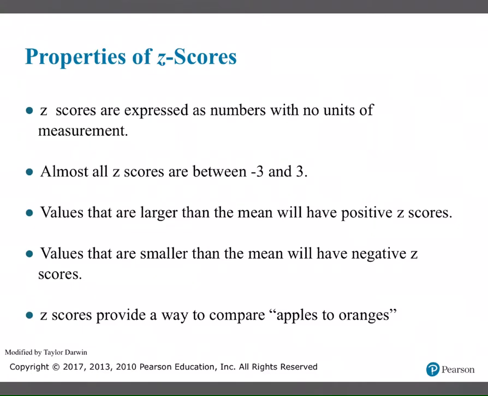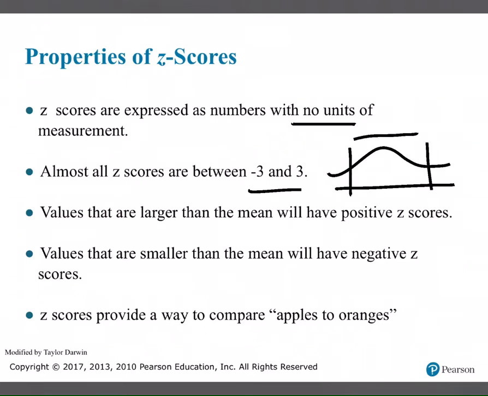Here's some things you need to know. Again, z-scores don't have units. Most of the time, z-scores will be between -3 and 3. That is because of the empirical rule. Remember, between -3 and 3 standard deviations represent 99.7% of your data. So if something lies outside, they're either really small or big for whatever you're looking at.